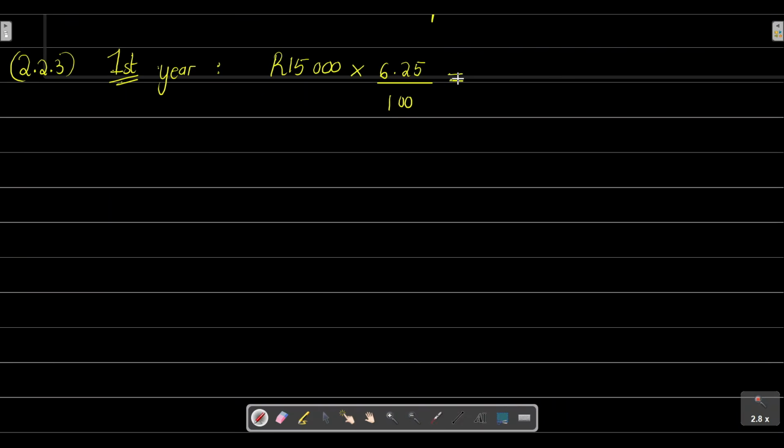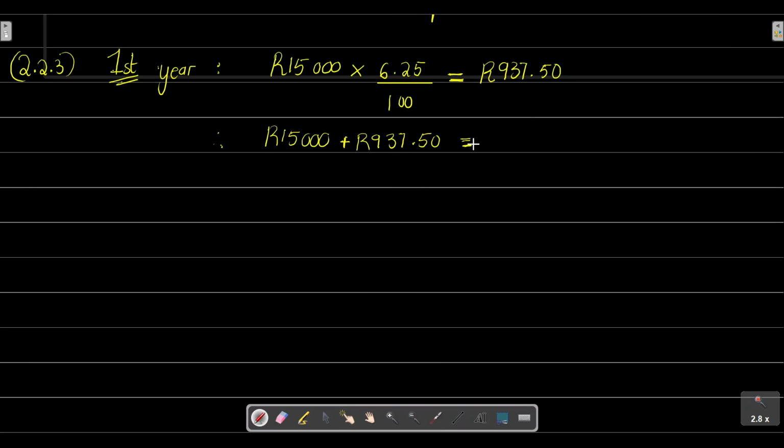So let's get how much interest he would basically earn from investing 15,000. Okay. So if you punch this into your calculator, 15,000 multiplied by 6.25 divided by 100, he will basically earn an interest of 937 rand 50 cents, meaning that at the end of this year, he would have 15,000 plus 937 rand and 50 cents, right?